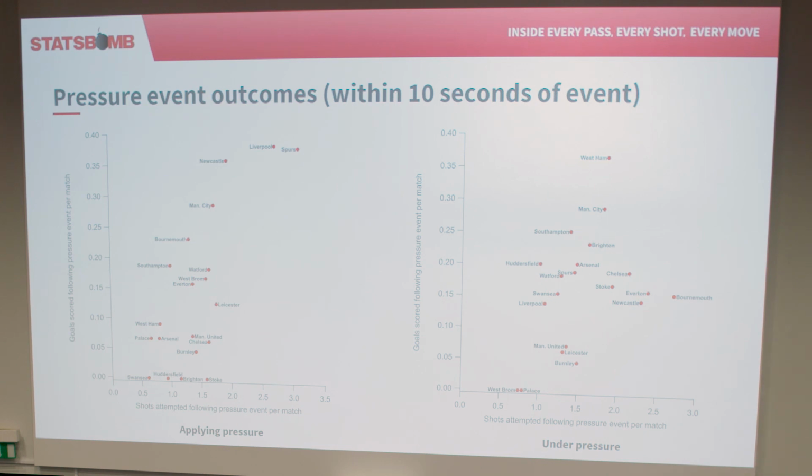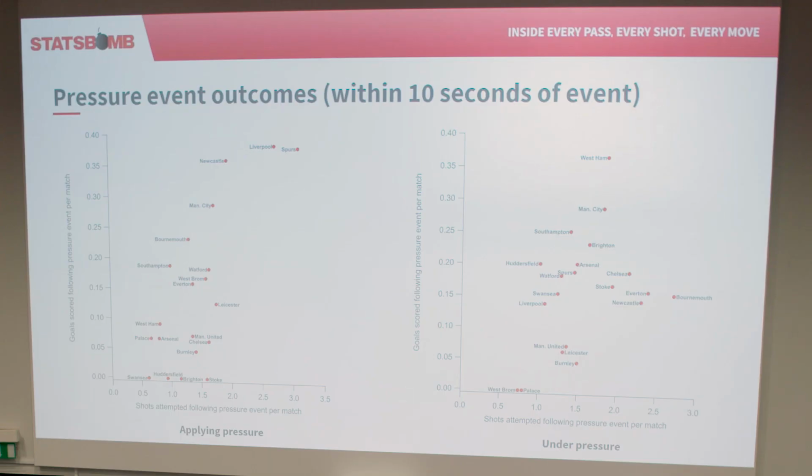So we can measure outcomes in a few different ways in terms of applying pressure. One of those is to look at, do you generate shots off the back following a pressure event? So if you look at a pressure event and look in the 10 seconds following that event, A, does the team win the ball back, and B, does it then generate a shot or a goal?